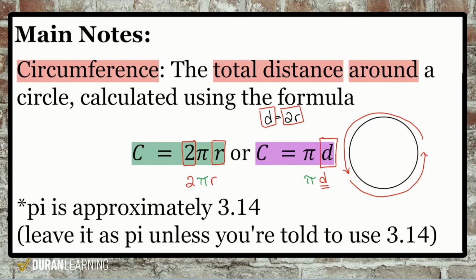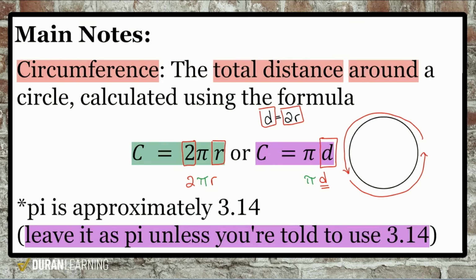Here's just a big grand thing. The one thing you want to make sure you remember is you want to leave it as pi unless you're told to use 3.14. One more time, everybody. Leave it as pi unless you're told to use 3.14.